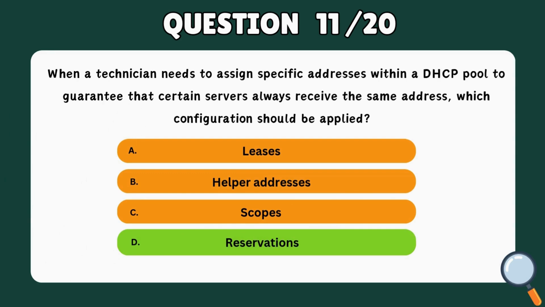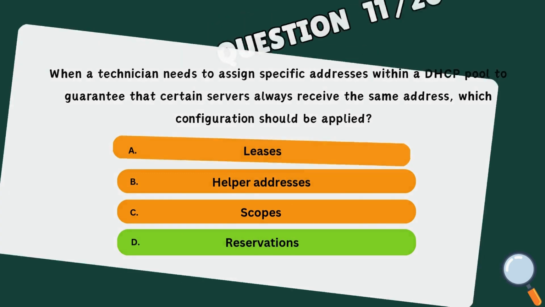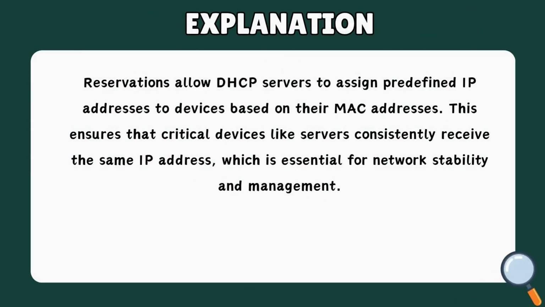Correct answer: D. Reservations. Reservations allow DHCP servers to assign predefined IP addresses to devices based on their MAC addresses. This ensures that critical devices like servers consistently receive the same IP address, which is essential for network stability and management.